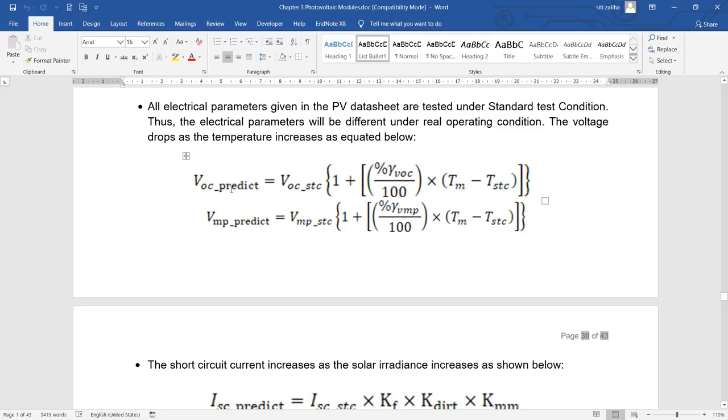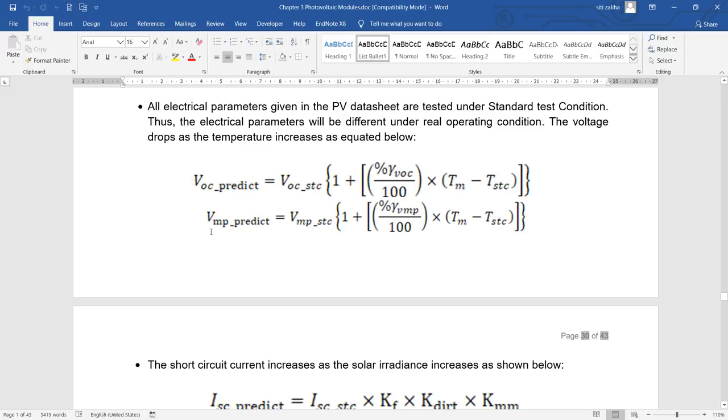So VOC predicted, or VOC ROC, same thing, equals VOC STC multiplied with the temperature factor. This is the equation of the temperature factor of open circuit voltage: VOC STC multiplied by 1 plus gamma VOC in percentage, so we need to divide by 100, multiplied by module temperature minus STC temperature, which is 25 degrees Celsius.